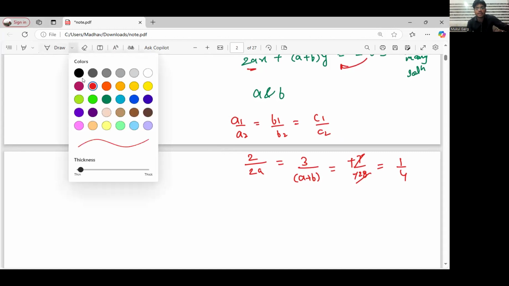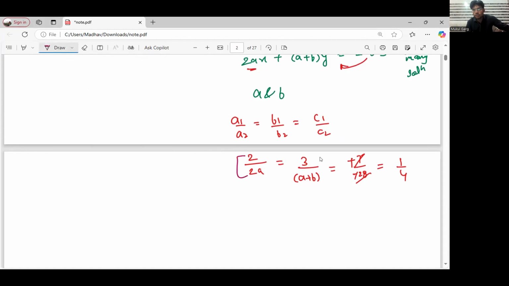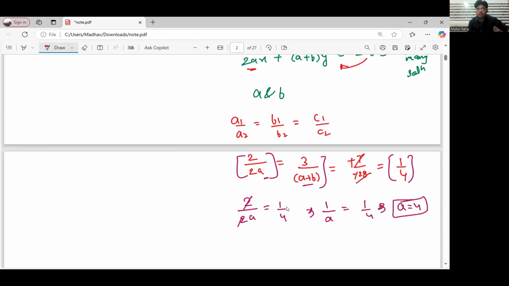In order to solve for a, if I just take these two ratios, I won't be able to solve, because there are two variables involved here. I cannot get the value of one variable from that. So now what to do? I'll take this ratio and this ratio because they are all equal to each other. So 2 upon 2a equals 1 upon 4. From here, 2 will get cancelled out, so we have 1 upon a equals 1 upon 4. Do the cross multiplication, and you get the value of a as 4.